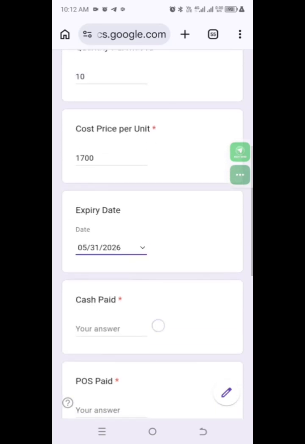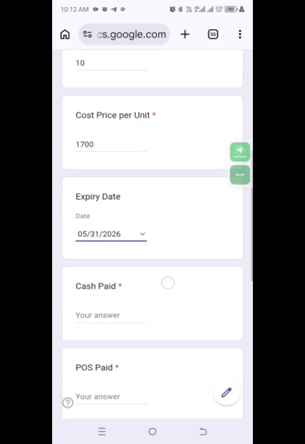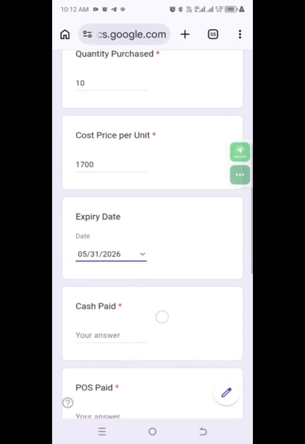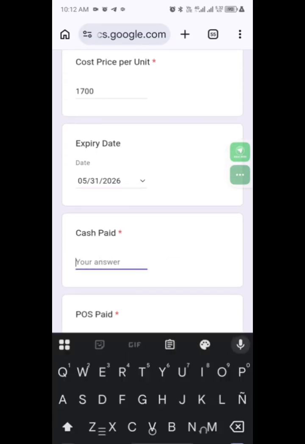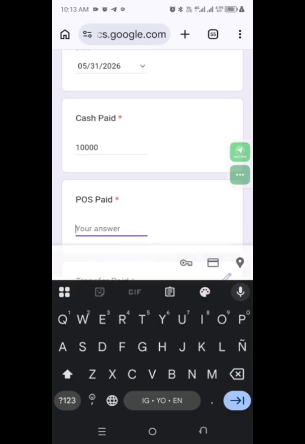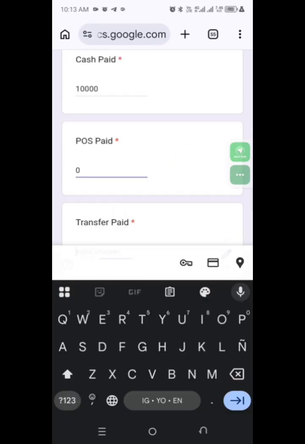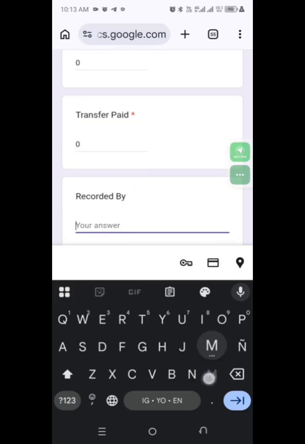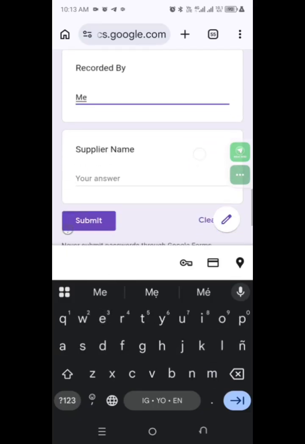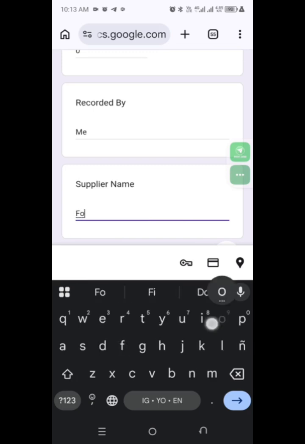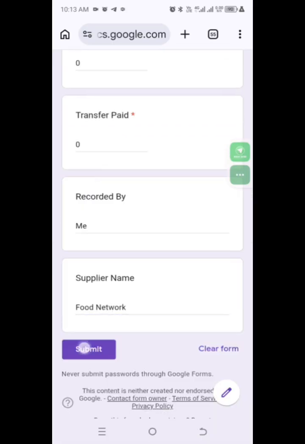It also tracks the debt we owe our suppliers. So let's assume for 1,710 we're supposed to pay 17,000, so we only paid 10,000 as cash. We did not make any POS, we did not make any transfer, so we are owing this person 7,000. So recorded by me, supplier name. Because we are owing, let's assume the name of our supplier, the name of the business, is Food Network, so we submit.